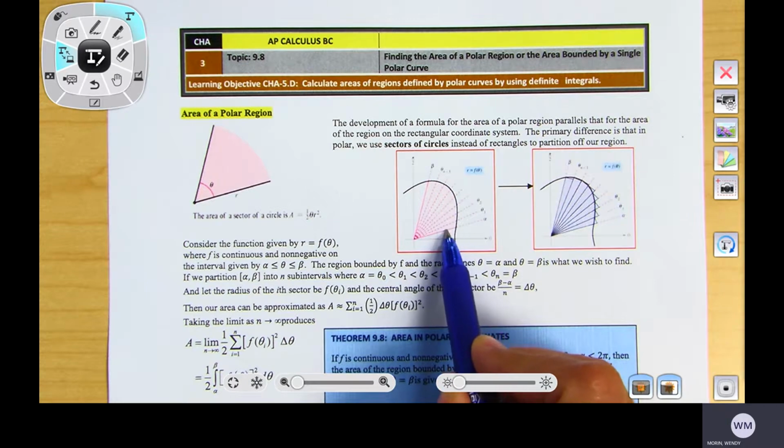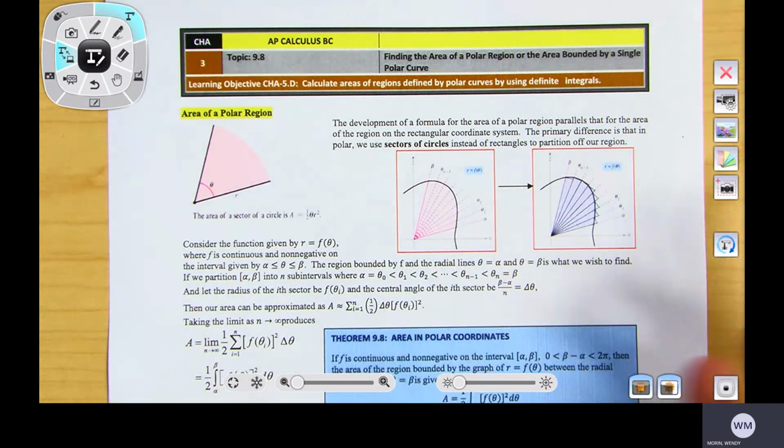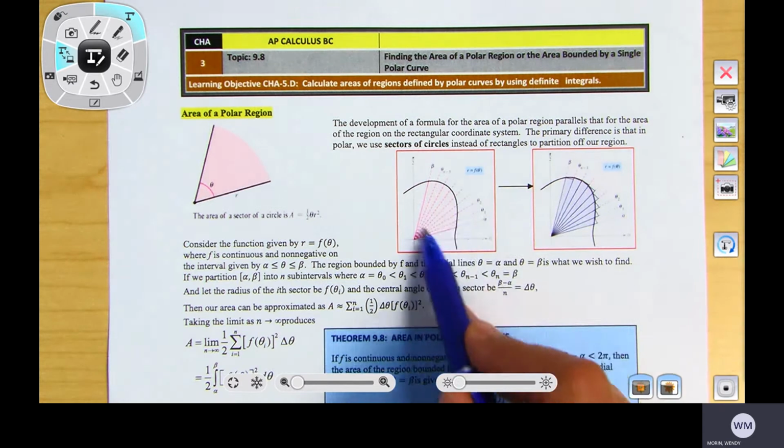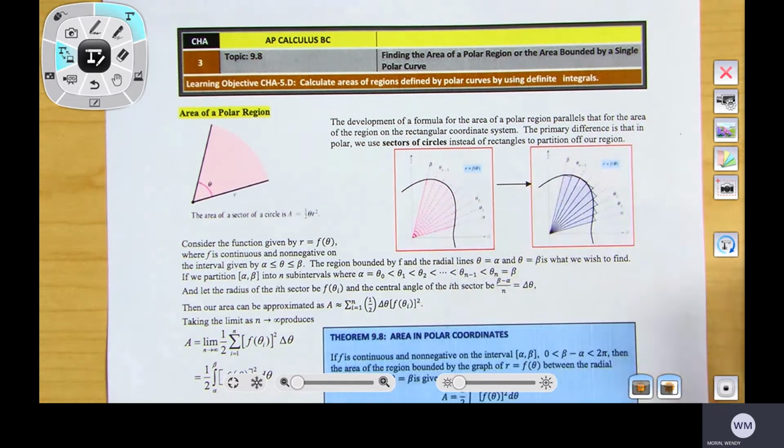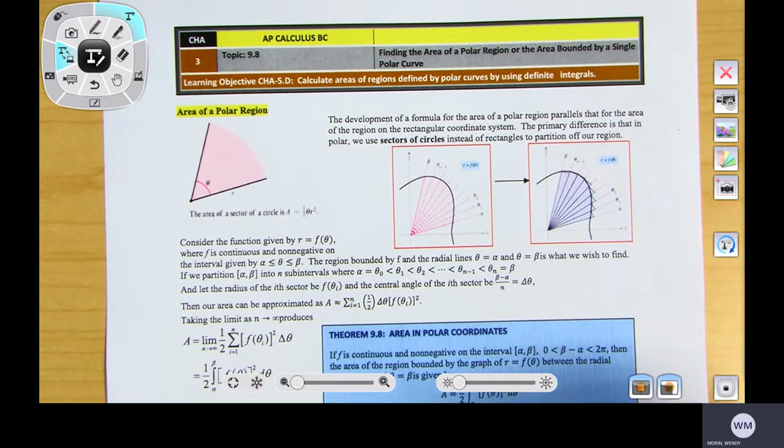So as our delta theta gets smaller, we're going to be adding up a bunch of area of sectors, and the more areas of sectors we add together, the closer our delta thetas are going to get, and we're going to be able to calculate the area. Now, luckily for you, we don't have to do the limit process on this, but that's kind of the idea of how we're going to find the area.